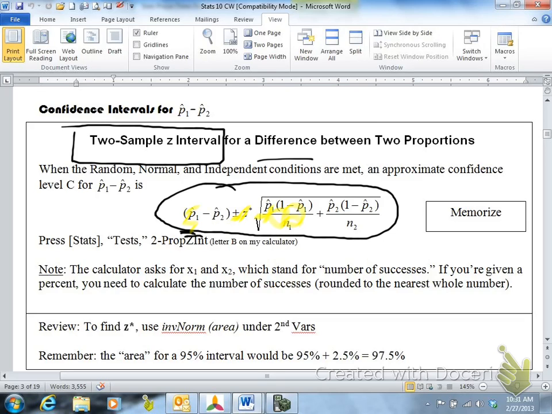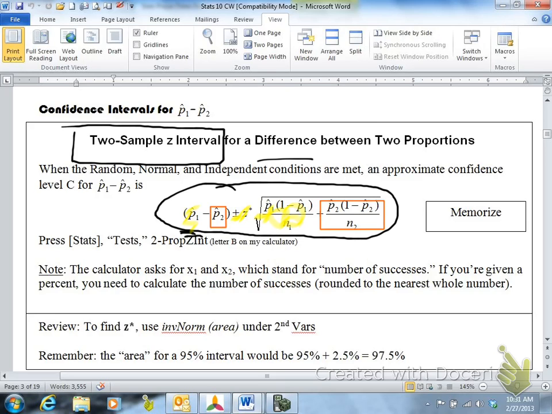All that we're adding is this part and this part. So memorizing the formula, now that you can't even read it, you should memorize that formula.